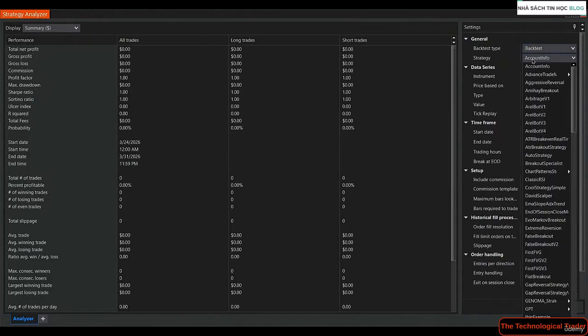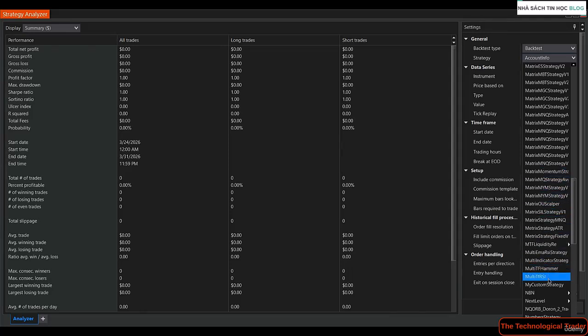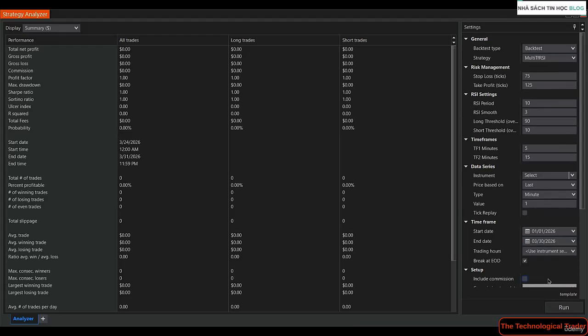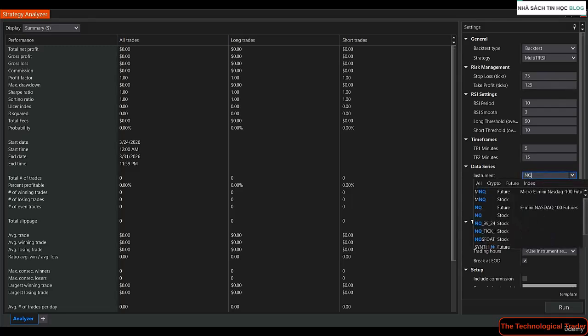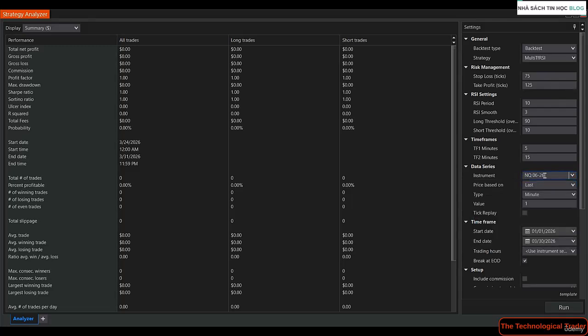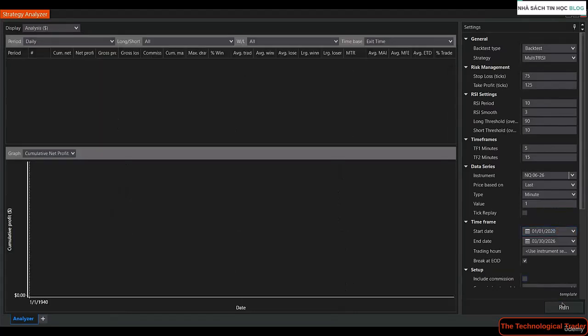Let's search for this strategy. We will leave all the parameters exactly as they are. Select the NQ Nasdaq Futures contract, use 1-minute candles, and set the backtest period for a bit over 6 years, from 2020 up to today. Now just click Run.